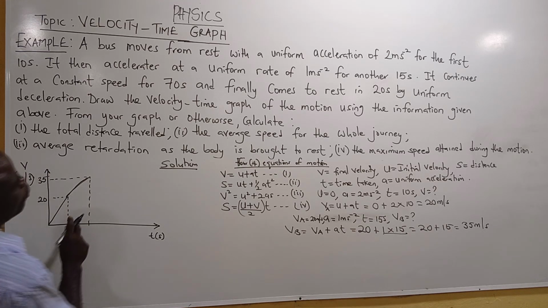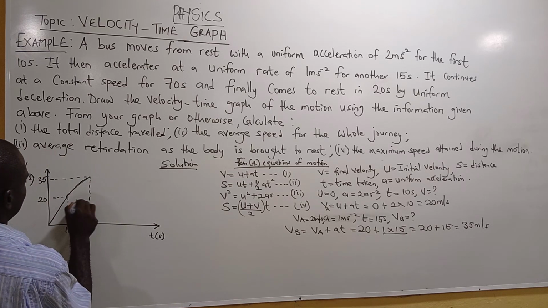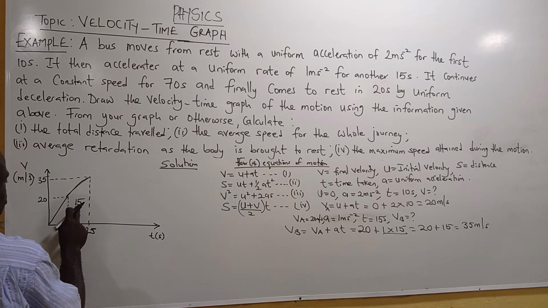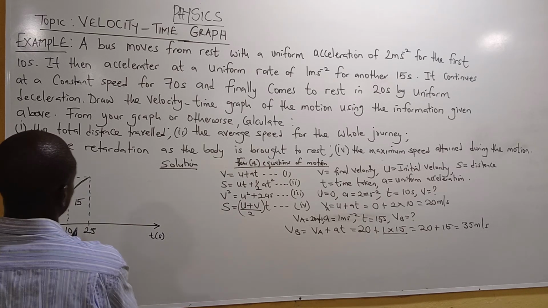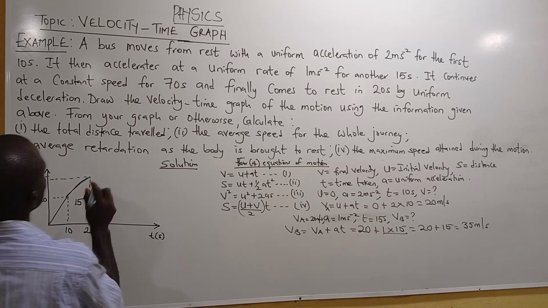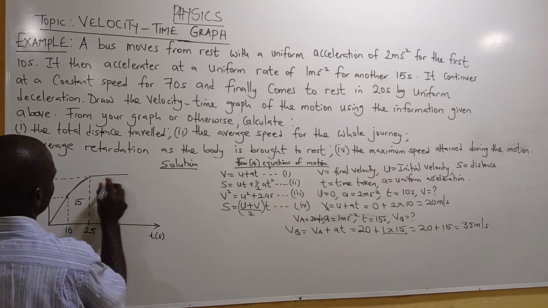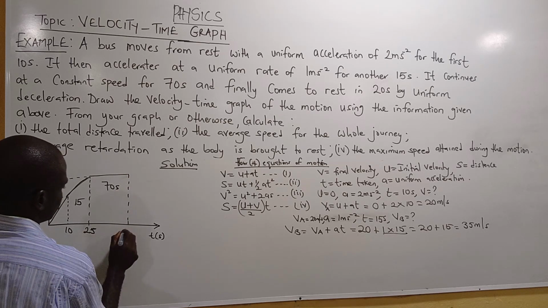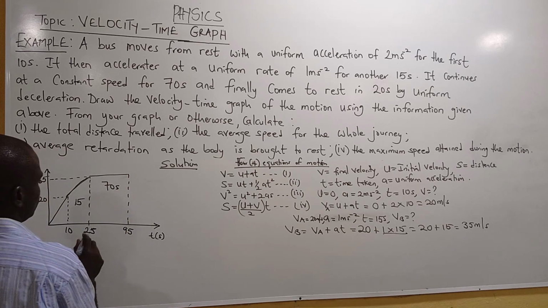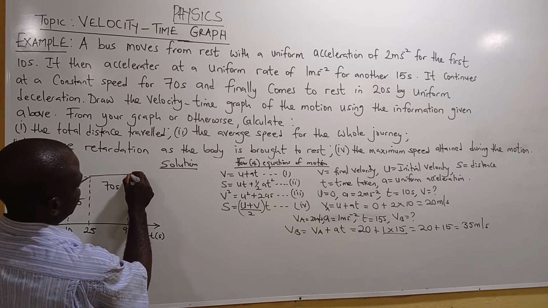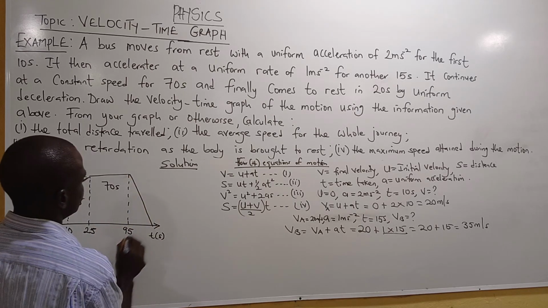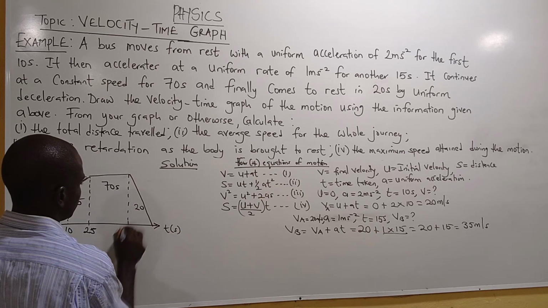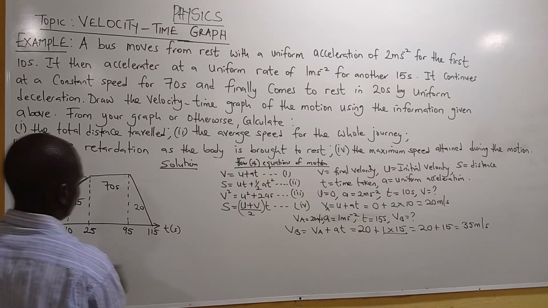Now at this point, for what time? 15. When you add it, you have 25. You put it at this middle, you add it, 10 plus 15, 25. It continues at a constant speed. Constant means it has to be a straight line for 70 seconds. Bring it down. 25 plus 70, that's 95. Now it said it comes to rest in 20 seconds. It's time to come to rest. 20 seconds. 95 plus 20, 115.